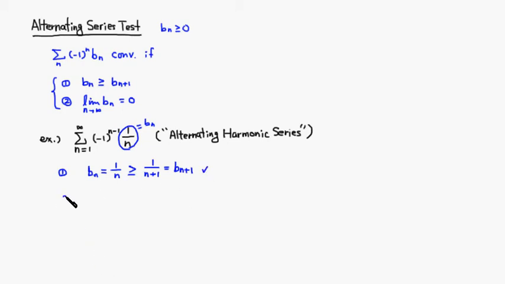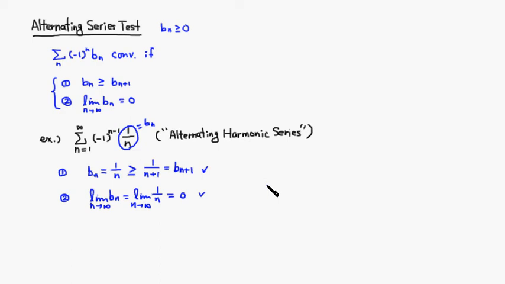So it satisfies that: the term gets smaller as n gets larger. And the second condition, we have to check the limit. This is actually a quite easy limit. The limit of b_n as n approaches infinity, where b_n is just 1 over n, is 1 divided by a huge number, so it approaches 0. Again, it checks out.